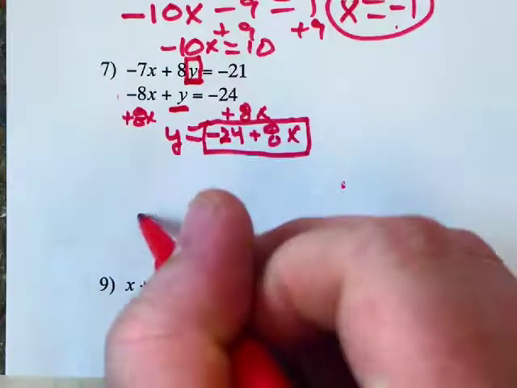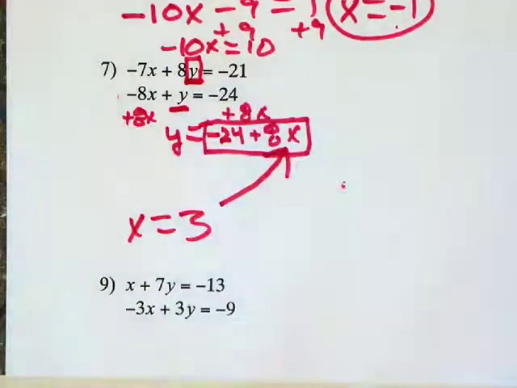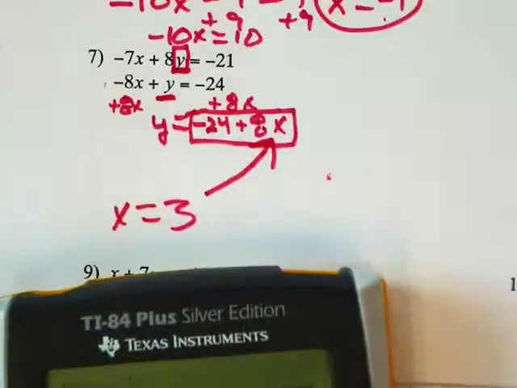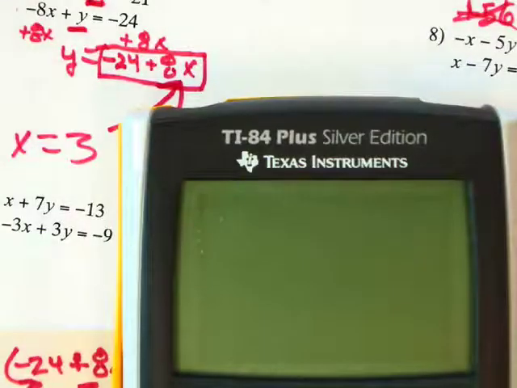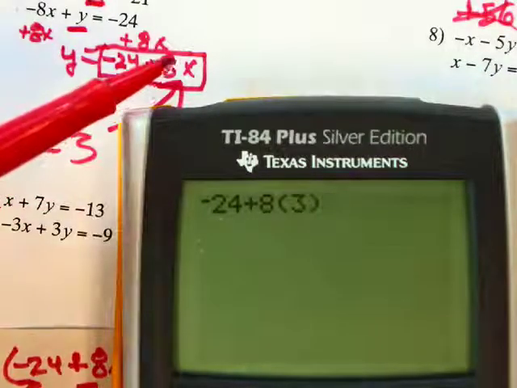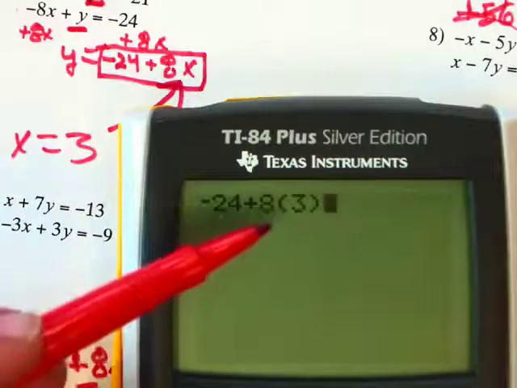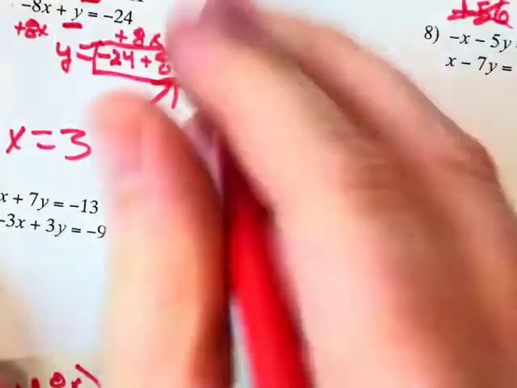Now we have x equals 3. Plug it right in right there, where we have the 8x. Therefore, you can use your calculator. You can say, all right, I can see right there that y equals negative 24 plus 8, and then put it in parentheses, 3, right? X equals 3. And so we're just plugging in x and putting it inside the parentheses right there. And we get 0. So y equals 0.